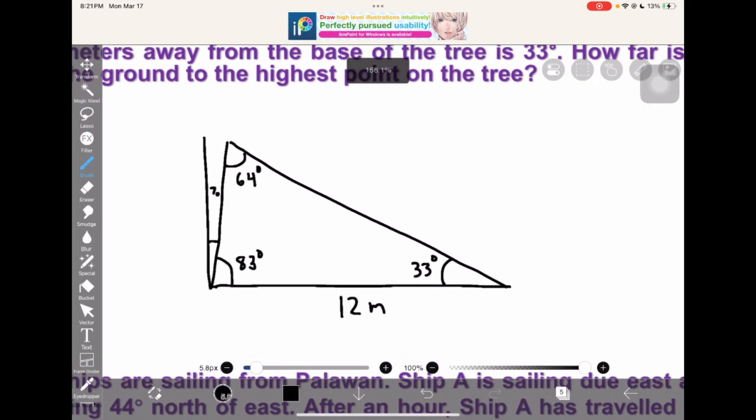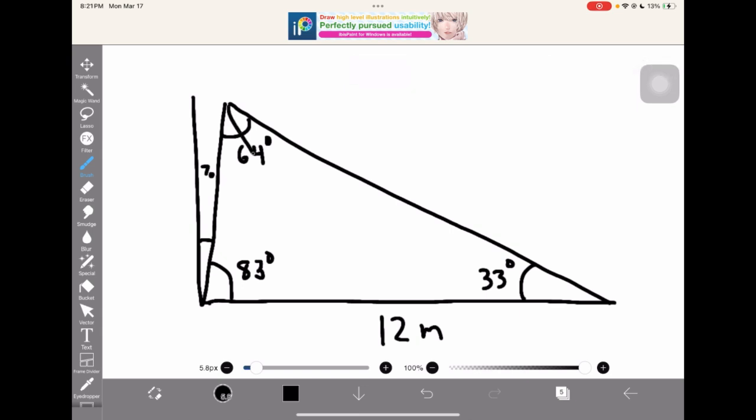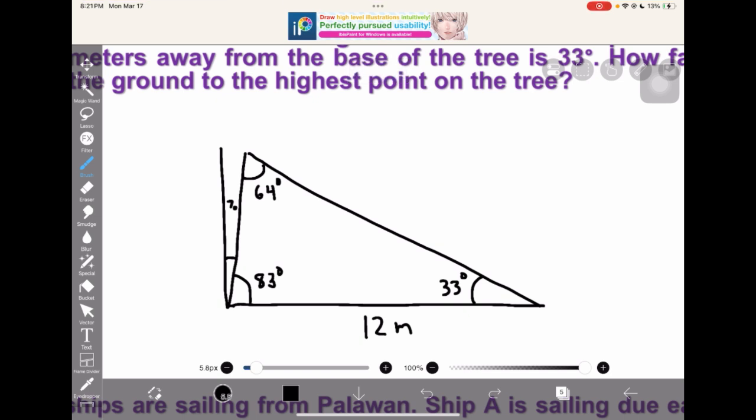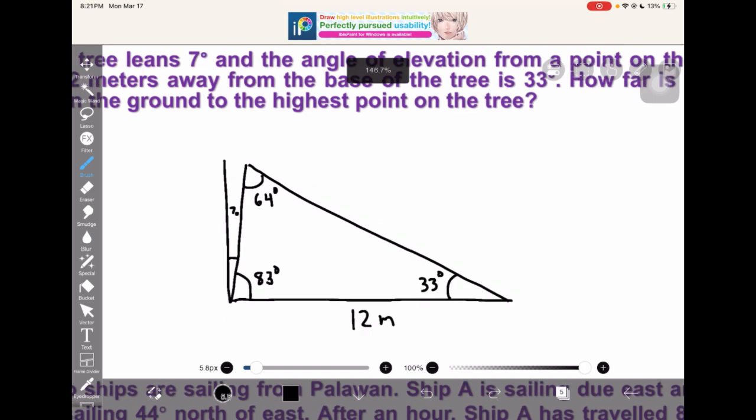Although it's quite hard to see, we do have a 64 degree angle here, and it does hit this 12 meters here. So since we have a side and an angle, we have an angle and its opposite side. We can use the law of sines.